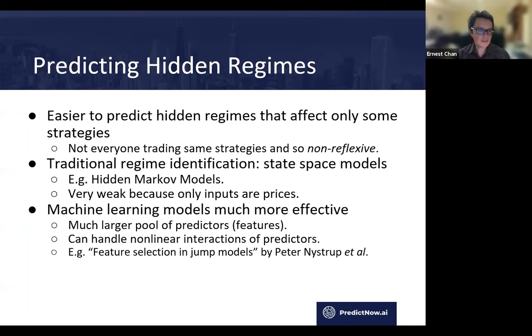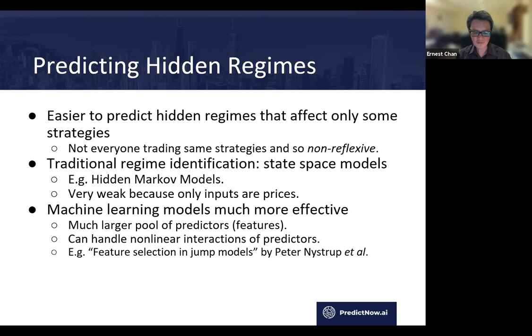And why is it that it's easier to predict hidden regimes than these observable regimes? One of the reasons is because not everybody is trading the same strategies. And as George Soros said, reflexivity is what kills a lot of predictions, right? If you can predict a regime, typically the regime might go away. Let's say everybody is predicting a bullish regime and they buy up the stock ahead of time. Well, there's no marginal buyer left, and that might cause a bearish regime to come about sooner than expected.